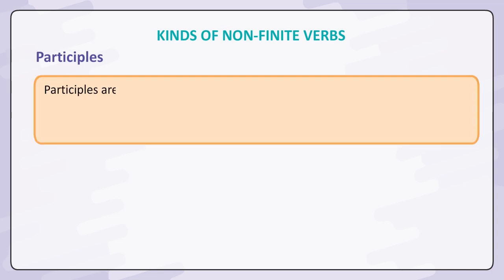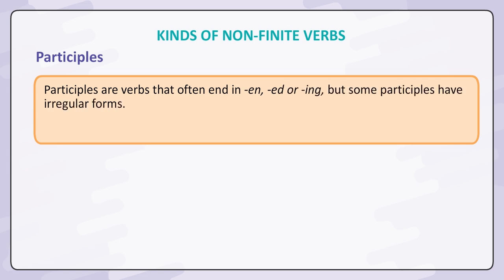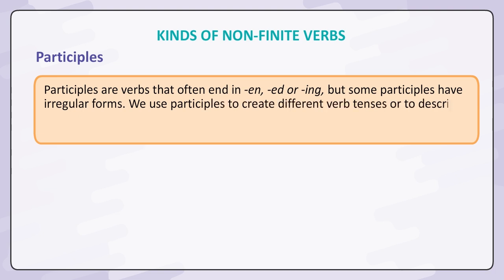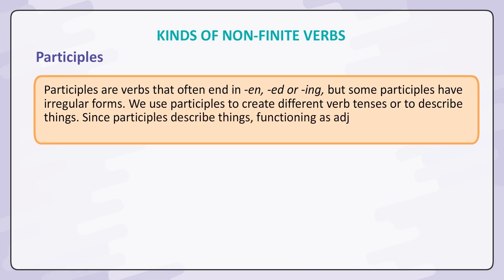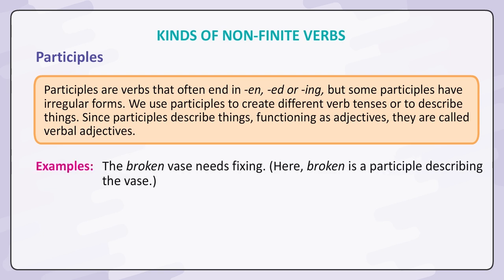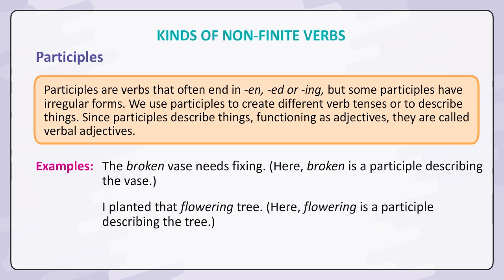Participles. Participles are verbs that often end in en, ed, or ing, but some participles have irregular forms. We use participles to create different verb tenses or to describe things. Since participles describe things, functioning as adjectives, they are called verbal adjectives. Examples: the broken vase needs fixing. Here, broken is a participle describing the vase. I planted that flowering tree. Here, flowering is a participle describing the tree.